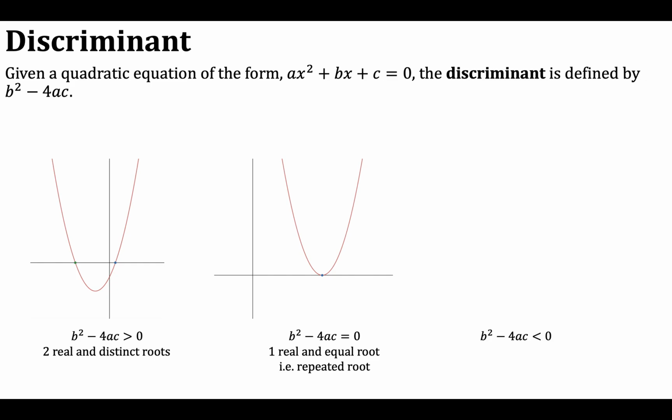And finally, if we have b squared minus 4ac being negative, that is less than 0, we could have something that looks like this. And you can see here that that curve, that parabola, does not cut the x-axis at all, and therefore there are no real roots.